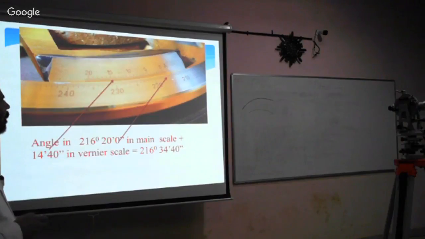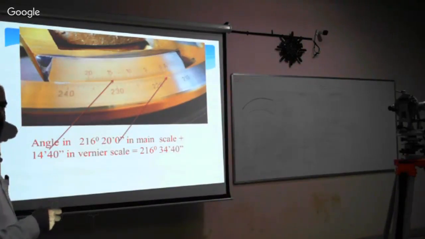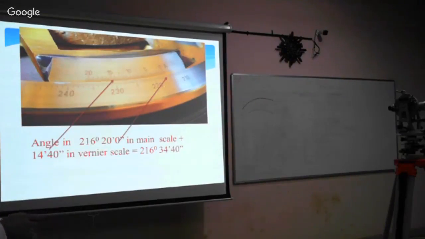210, then 215, and another one, 216. Where is it coinciding? 0 coinciding at 216. 216 degree in the main scale. And now let us check where these 20 minutes are. I think it is coinciding with 216, then the next division, that is the 20th. The first division is 20 minutes. In the main scale itself, it is coinciding: 215, 216, and the next division in the main scale.